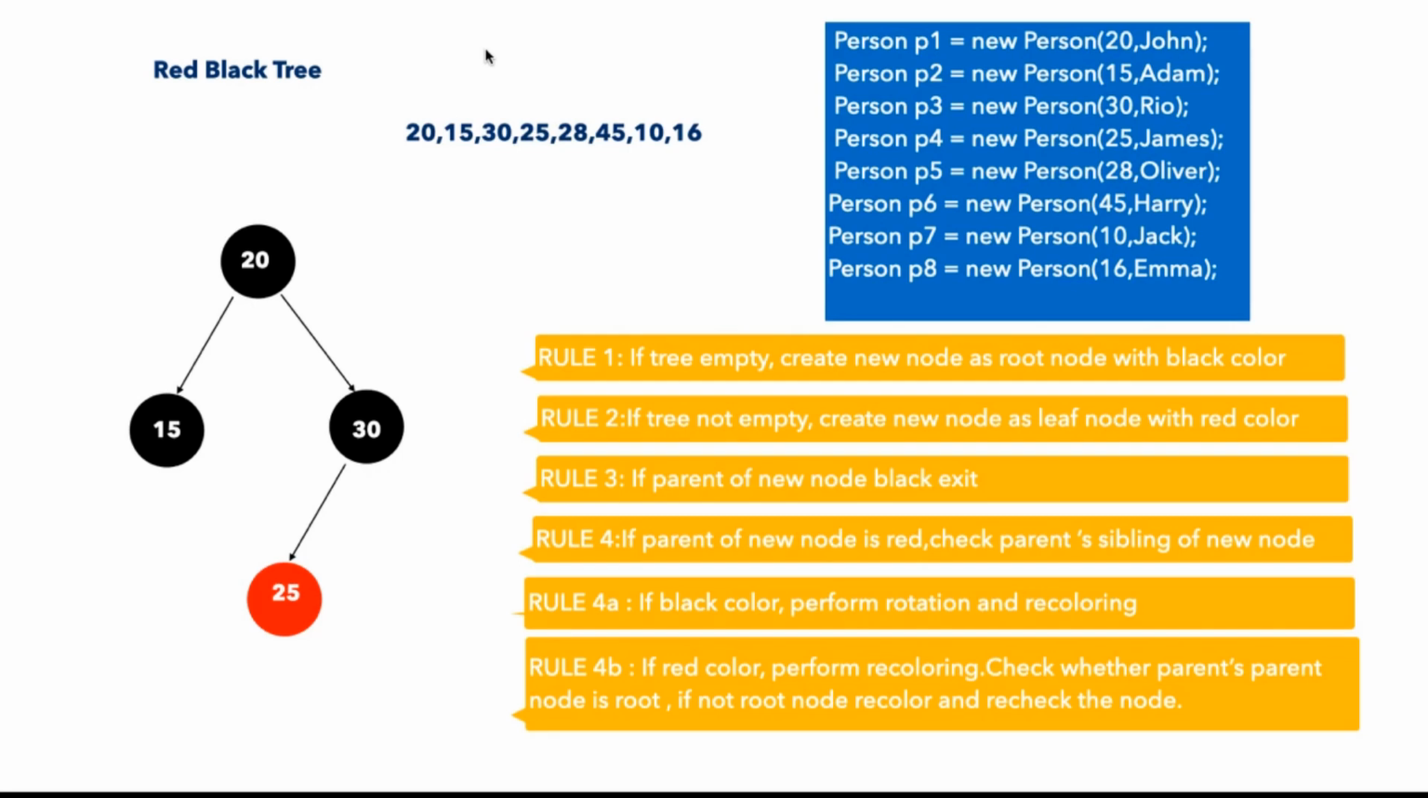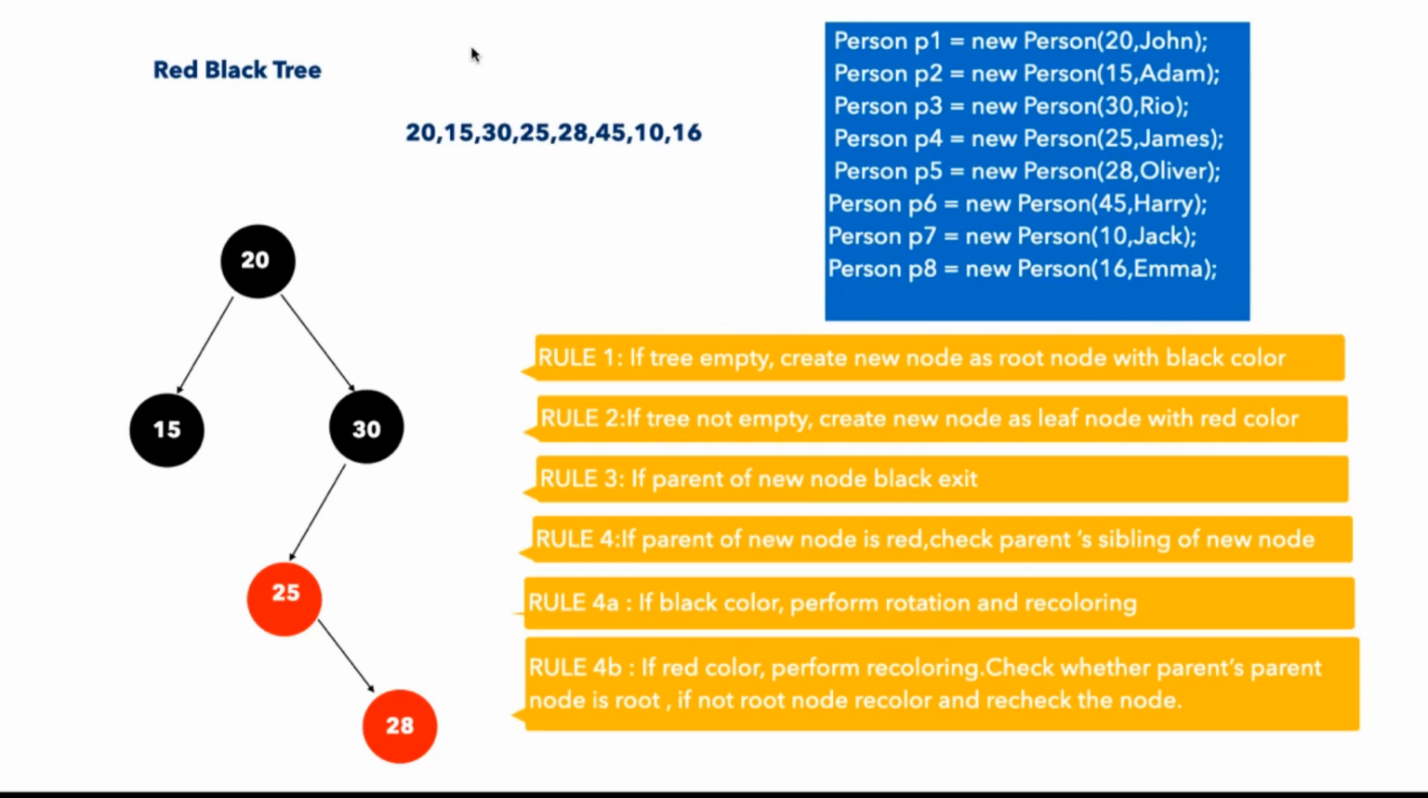Step 5. The next element is 28. It should come as right leaf for 25. As the tree is not empty, it satisfies the rule 2. It should be created as leaf node with red color. As we can see, it violates the property of parent-child relationship as it has red parent-child. So we have to apply some rule to make it red black tree.